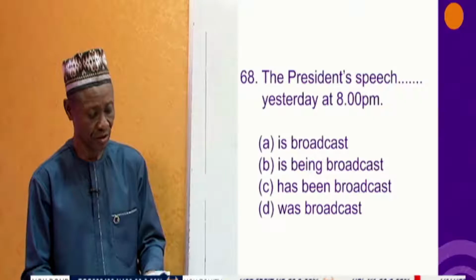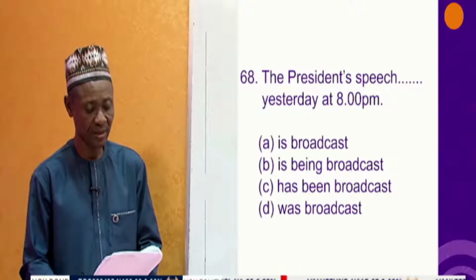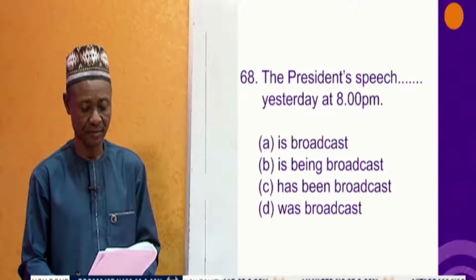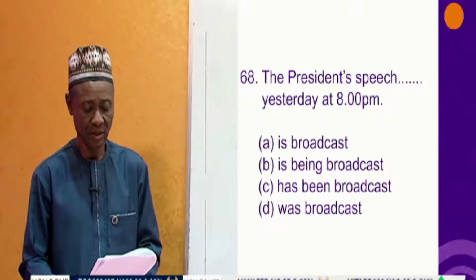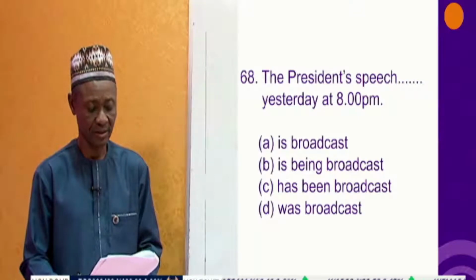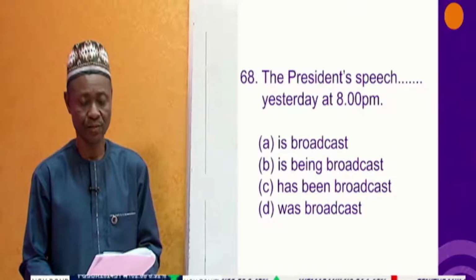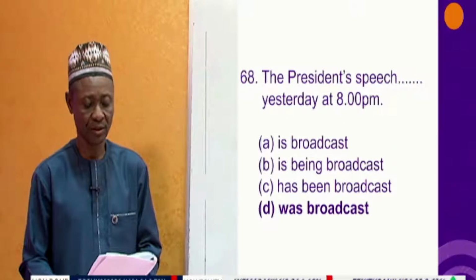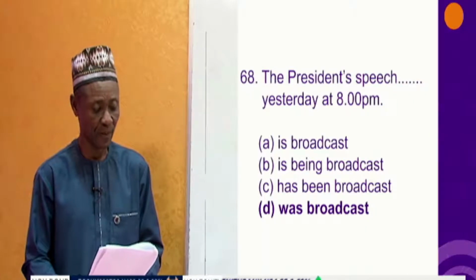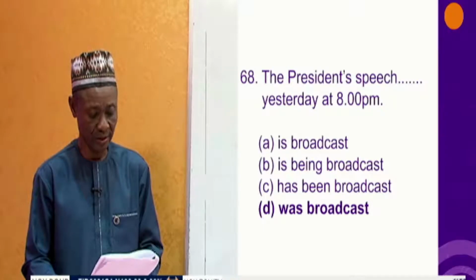You go to question number 68 from this year. The president's speech dash yesterday at 8:00 p.m. A, is broadcast. B, is being broadcast. C, has been broadcast. D, was broadcast. Option D, which is was broadcast, is the correct answer. And that question derives from sequence of tenses in English.